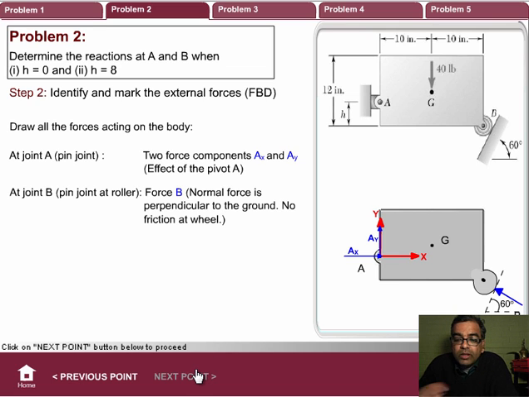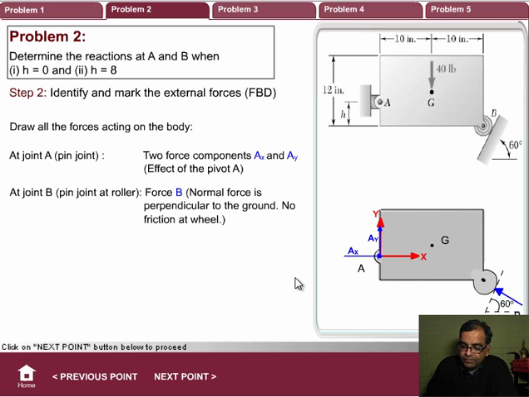Now this is actually a roller joint, even though this is a typo. It should not say pin joint at roller, it should just say roller joint. And for a roller joint, because it's an undriven roller, there is no driving on this, so it's just a free roller. So the force will be perpendicular to the roller. There you go, like that.